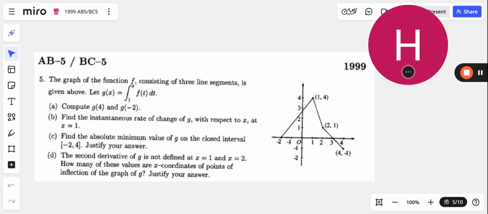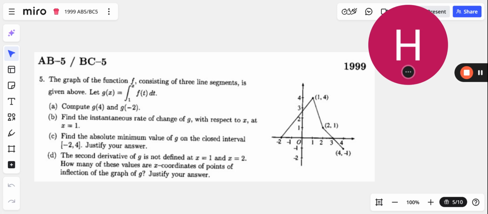This is math from the void. Math coming at you, pretty much out of nowhere. Today we have a problem from the 1999 AP Calculus exam. This question was on the AB as well as the BC exam.